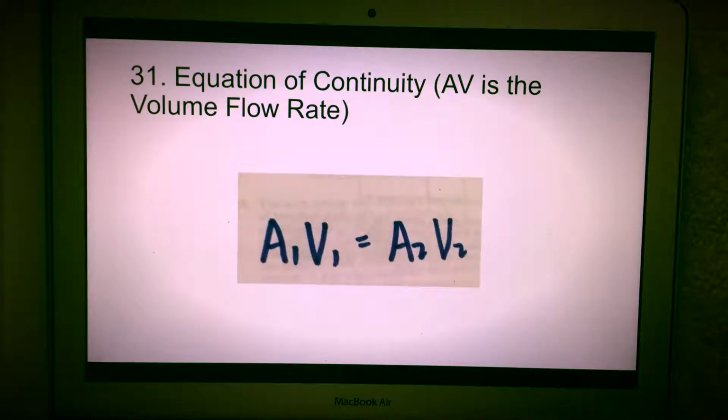The equation of continuity. A V is the volume flow rate, so the volume flow rate is always unchanged. If you change the area, then the velocity will change, but A times V will not change. So this is the formula: A1 V1 equals A2 V2. When you make the area bigger, the velocity V2 will be smaller. So it's not linear, it's an inverse proportional relationship.